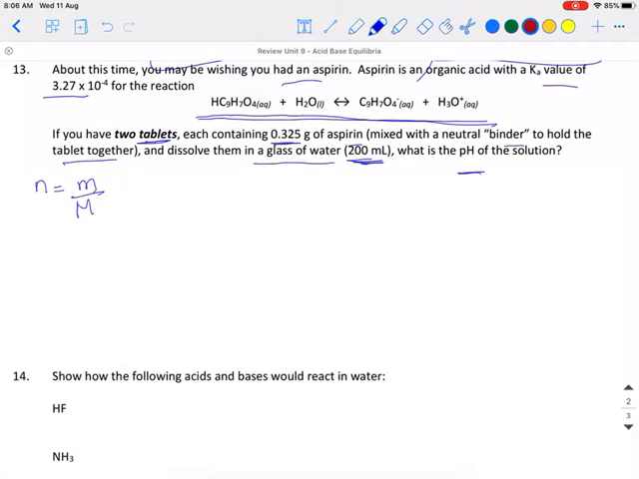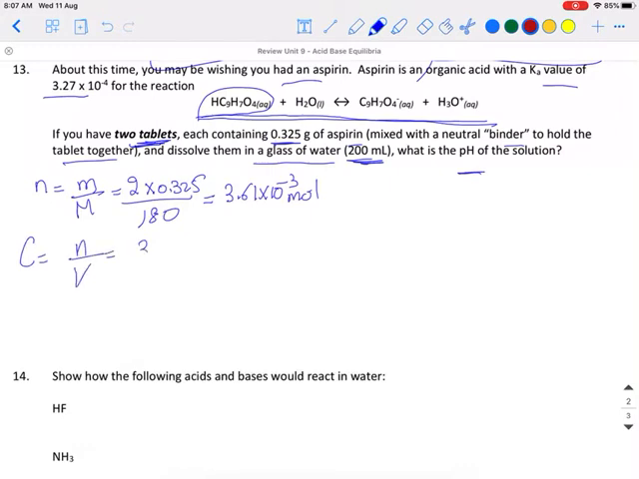I have the mass. Let me find first of all the number of moles, which is the mass over the molar mass. Because there are 2 tablets and each is 0.325, I multiply 2 by 0.325 and divide by the molar mass of aspirin, which is 180. The answer is 3.61, up to 3 significant figures, times 10 negative 3 mol.